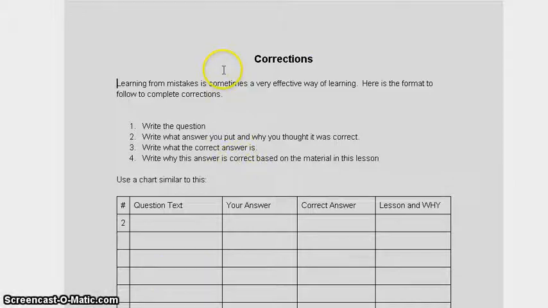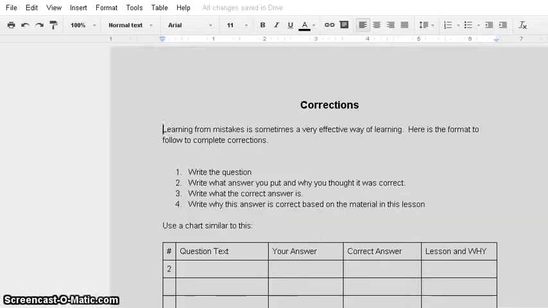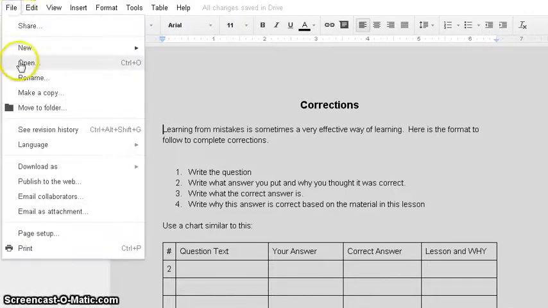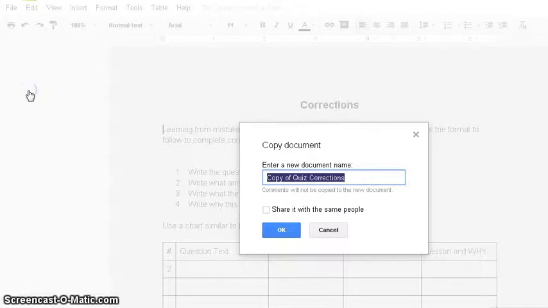This video will show you how to make corrections. The first thing that you need to do is navigate to this Google Doc page. Then at the top, where it says File, you're going to click File and then Make a Copy. That will make a copy in your own Google Docs.